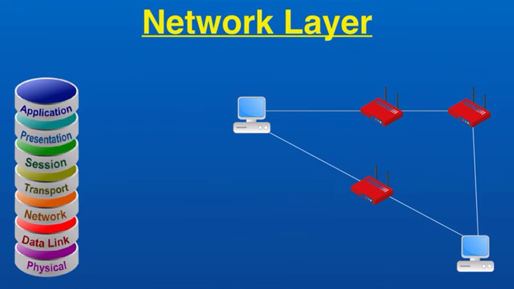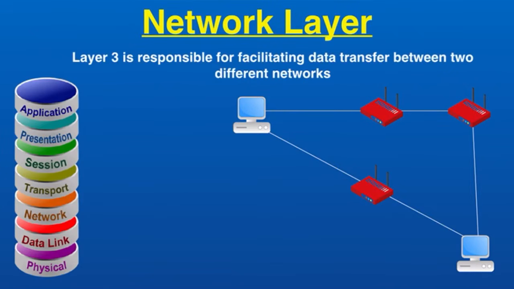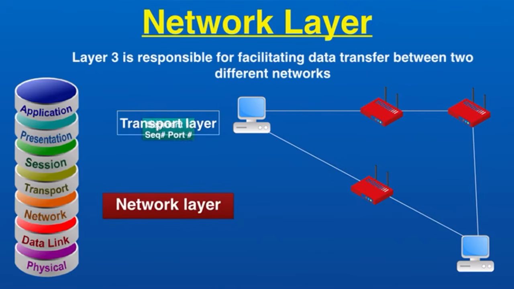Network layer. Layer 3 is responsible for facilitating data transfer between two different networks. If two devices are communicating on the same network, then the network layer is unnecessary. Network layer breaks up segments received from transport layer into smaller units called packets on the sender's device and reassembles these packets on the receiving device.